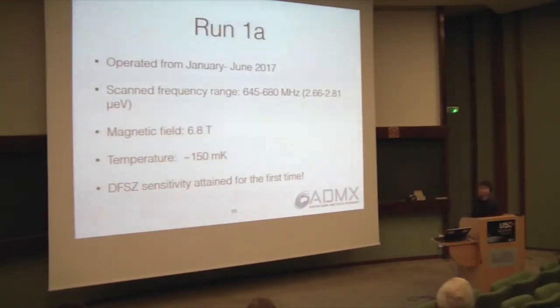And so last year, from January to June, we operated with the setup that I just described. In doing so, we scanned from 645 to 680 megahertz, which would correspond to an axion mass of 2.66 to 2.81 micro eV. At the time, our field was at 6.8 Tesla, and our temperature was 150 millikelvin. With these parameters, we were sensitive to DFSZ axions.